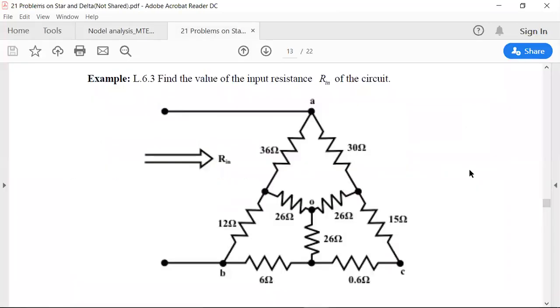Here, first let me solve these conversions, meaning star to delta, delta to star transformations. First, let's read the problem. Find the value of input resistance R input of the circuit. So he wants to know the R input across this. Let me add my tools.